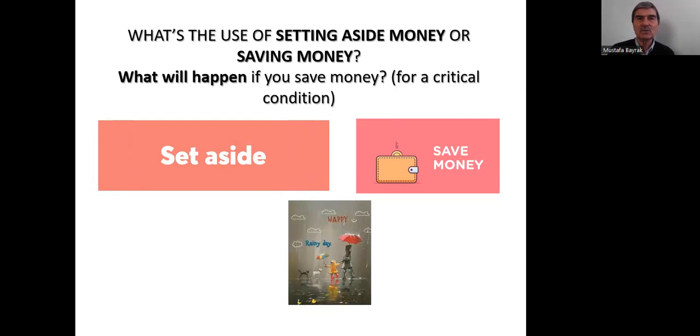So, what is the use of setting aside money or saving money? What is the use of it? At least they say that, for example, if you save $1, it means that you earn $1. Yeah, it is so practical. What will happen if you save money? If you save money, it means that you don't waste it. You don't waste it, and you earn it again.